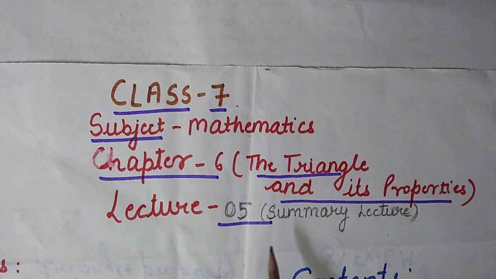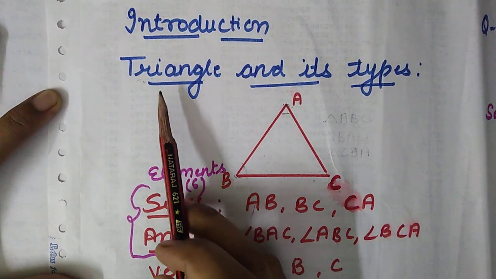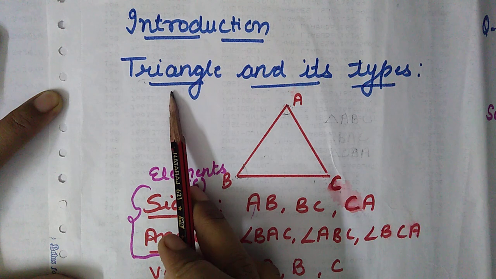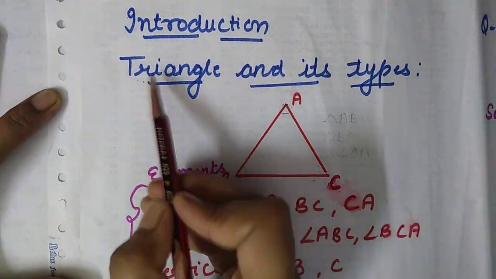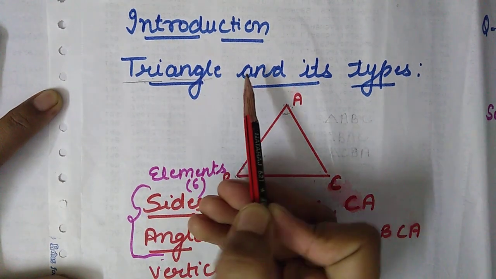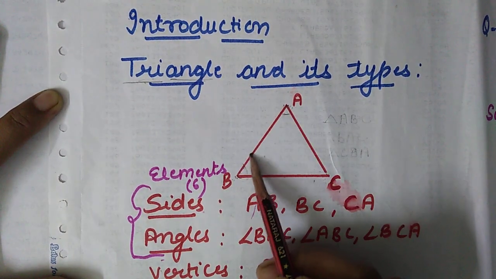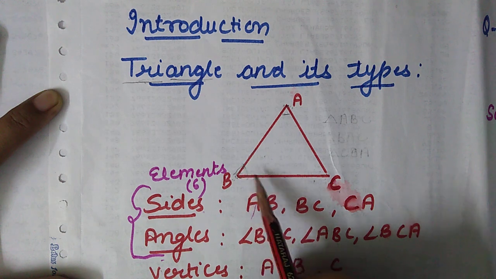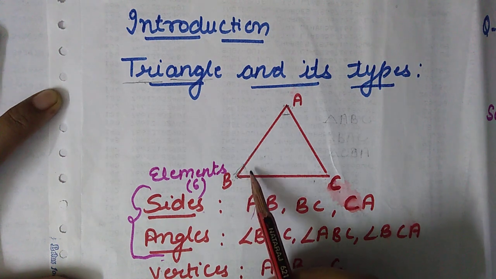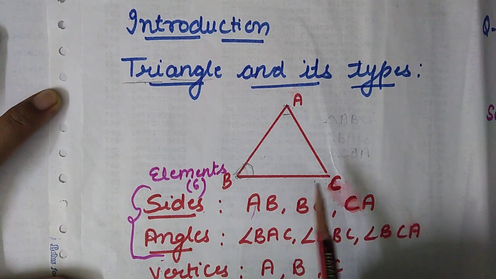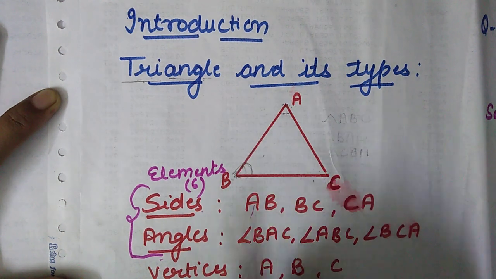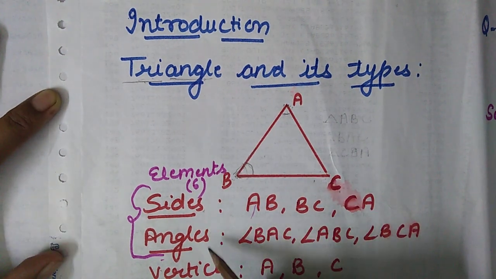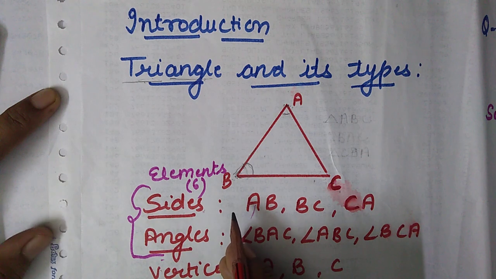Okay, so let us start with the definition of triangle. A triangle is a closed figure, a simple closed figure that is having 3 angles and 3 sides. Tri means 3 and angle means the measurement that is formed between the intersection of 2 rays. So that measurement is known as angle. So a triangle has 3 angles and 3 sides. These 3 angles and the sides are known as elements of a triangle.